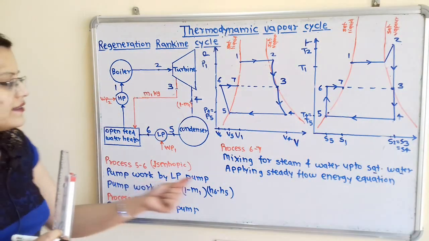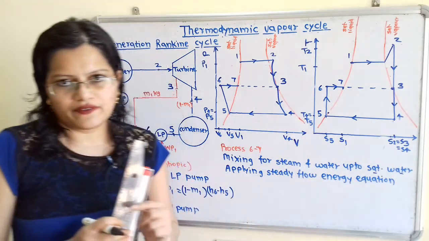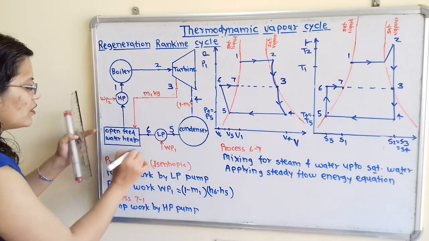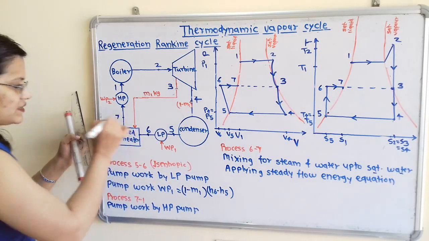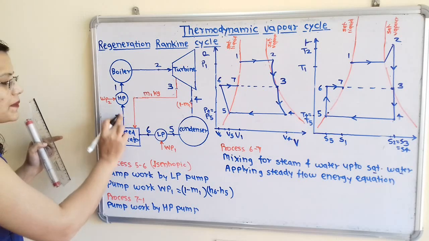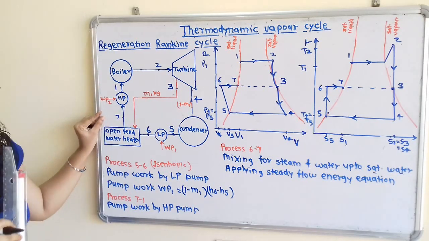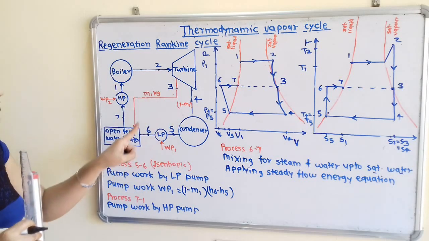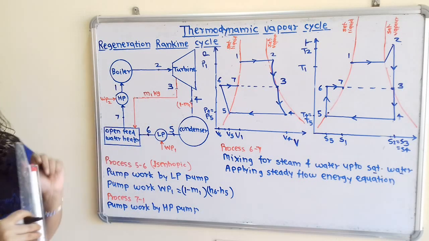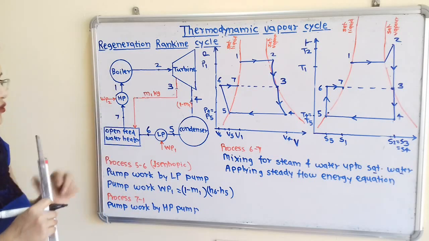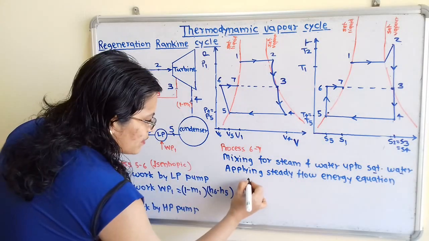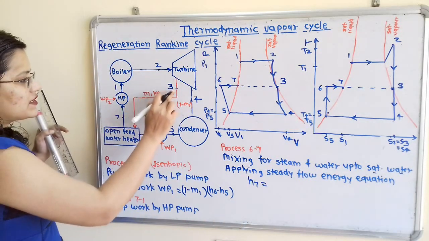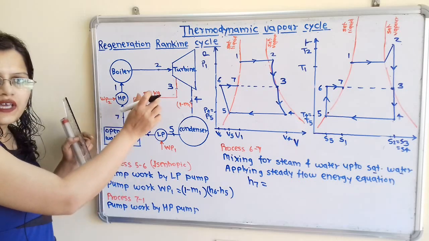Now we will apply steady flow energy equation. That is the enthalpy at point 7. So we have to show from this point 6 here will be point 7. So what is the enthalpy at this point 7? That is equal to enthalpy of working substance at point 3 plus enthalpy of working substance at point 6. So we have to show that. So I will write here enthalpy at point 7, that is H7 is equal to. Now enthalpy at point 3, that is equal to m1 kilogram of working substance.